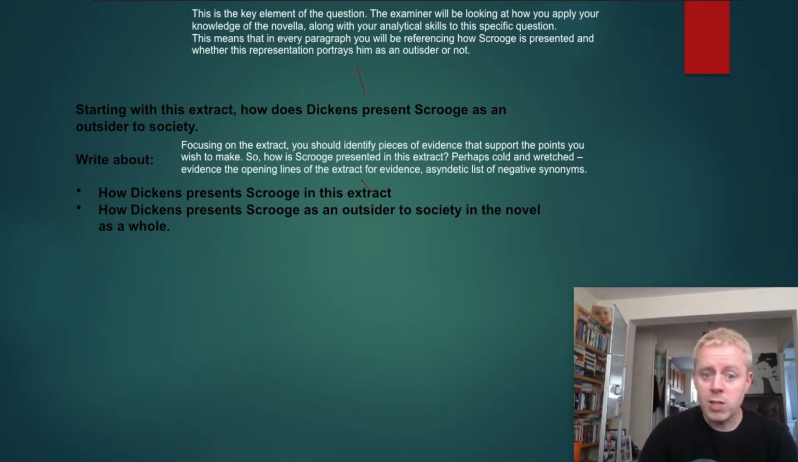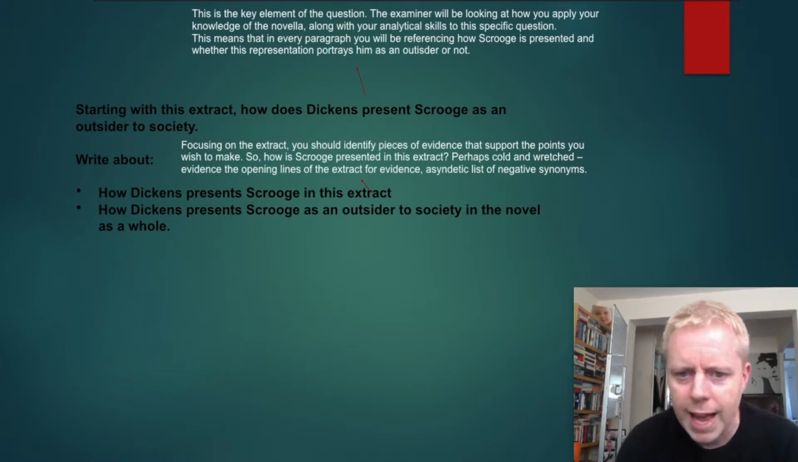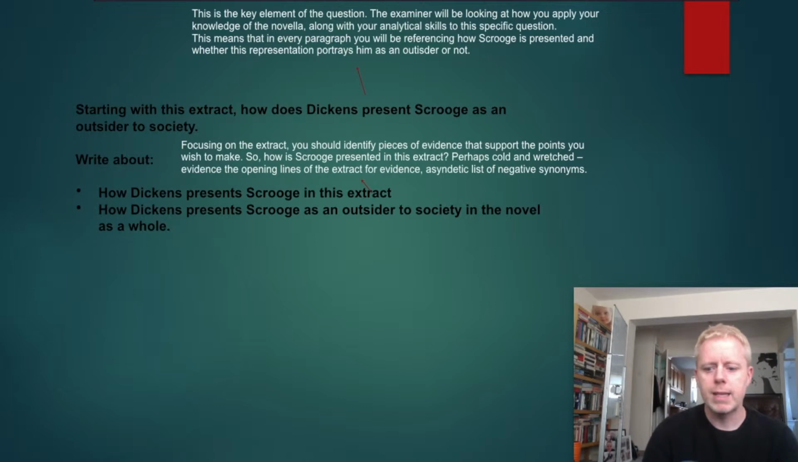So you focus on the extract. You should identify pieces of evidence that support the points you wish to make. So, how is Scrooge presented in this extract? Perhaps cold and wretched. Look at the opening lines of the extract for evidence. An asyndetic list of negative synonyms. Asyndetic means a list without the connective 'and', just a long list. It emphasises his negative character traits.